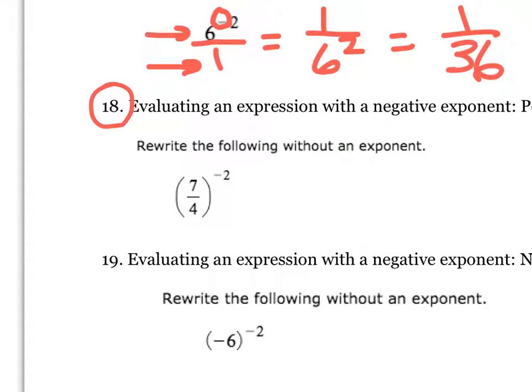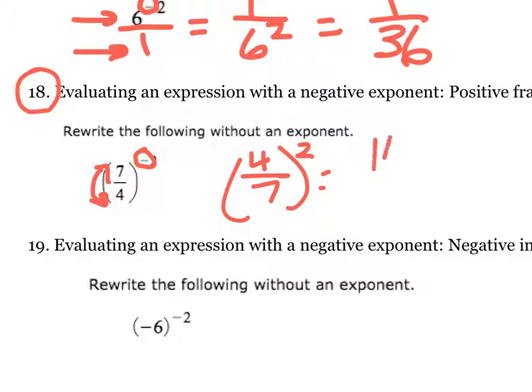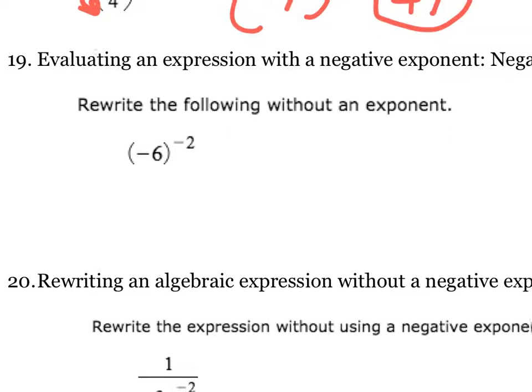18. Rewrite the following without an exponent. Here's a whole fraction with a negative exponent. So previous to what I did, throw a 1 underneath. I don't have to do that here, but let's get rid of the negative exponent right out of the gate. So this becomes 4/7 squared. That's what that negative does. It flips this whole fraction into a reciprocal. So now I can actually do this. This becomes a problem we had seen before. 4 squared is 16, 7 squared is 49. I'll just check and see if I can reduce that. I cannot. So that becomes my answer.